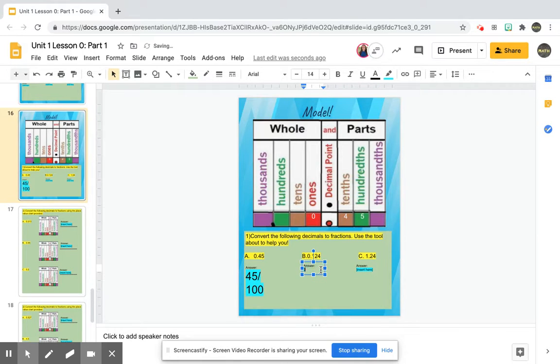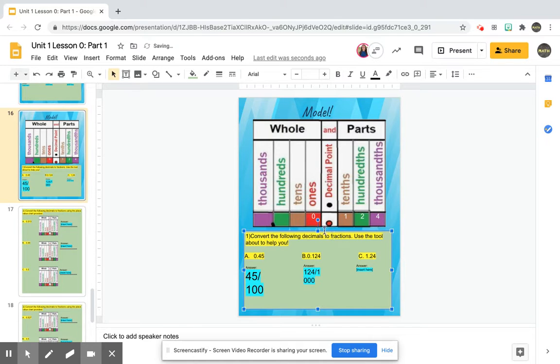So I have 0.124. Okay, I end on the thousandths place. That means that 1,000 is going to be my denominator, and the 124 is going to be my numerator. So 124, or everything that's on the right side of my decimal, is my numerator. And then the denominator is always going to be whatever the last number lands on. My last number lands on the thousandths, so that means my denominator at the bottom is going to be 1,000. 124 over 1,000 is the correct fraction.